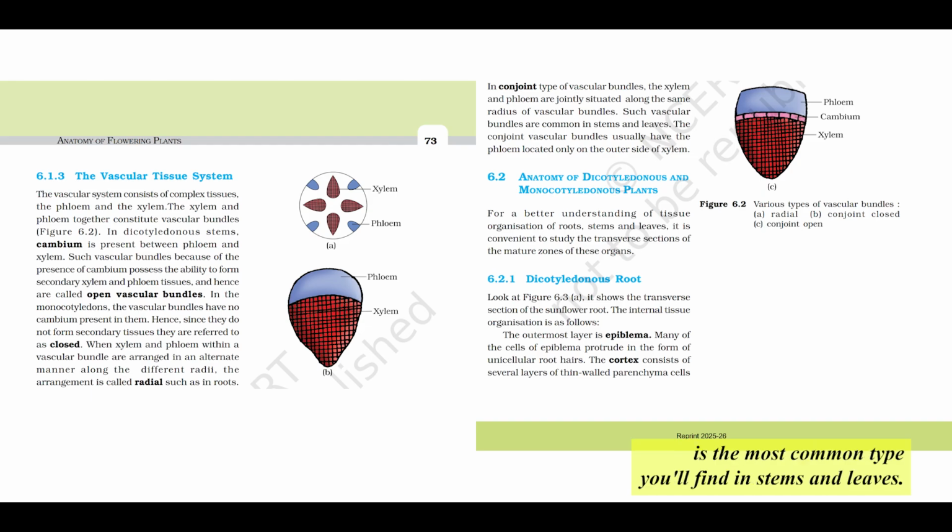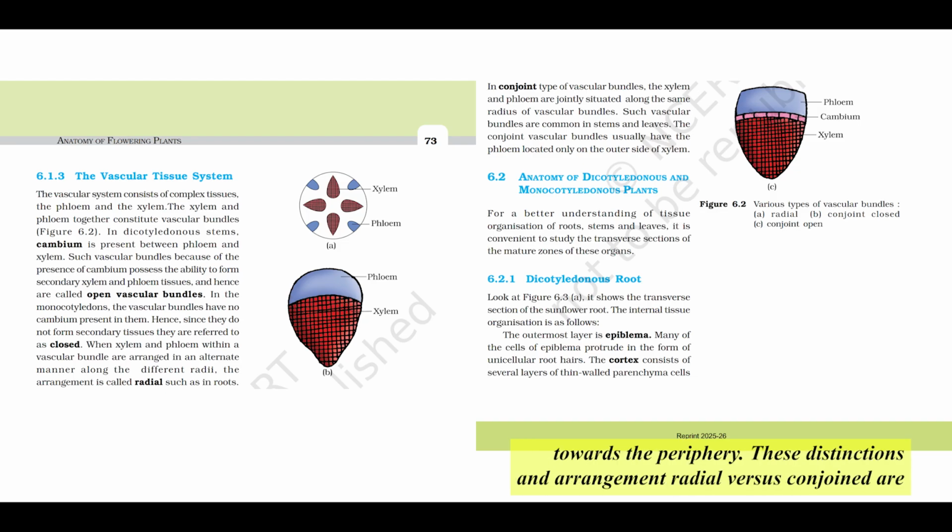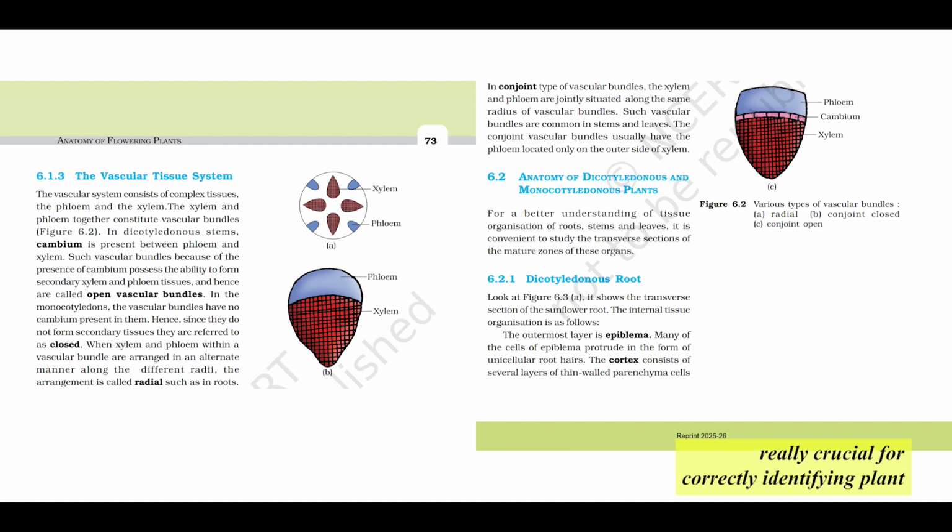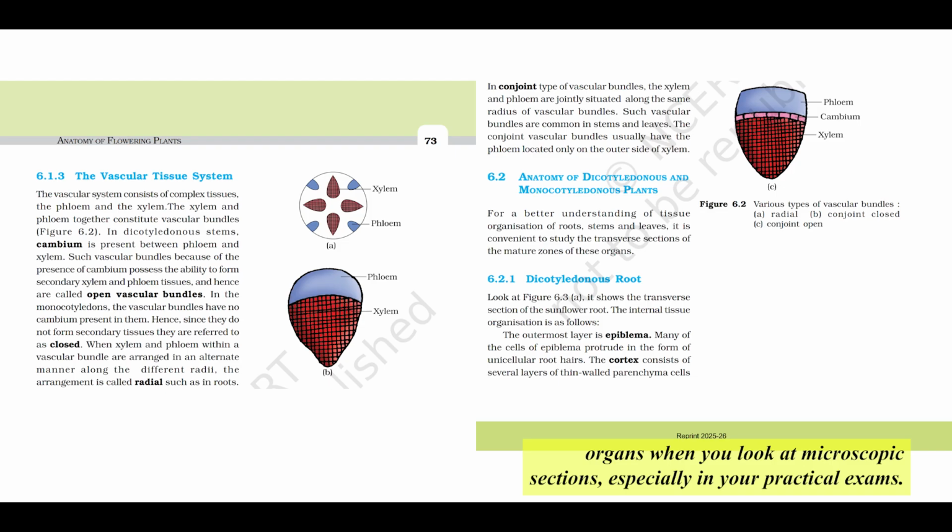This arrangement is the most common type you'll find in stems and leaves. Within most conjoint vascular bundles, you'll typically observe that the phloem is located only on the outer side of the xylem, towards the periphery. These distinctions in arrangement, radial versus conjoint, are really crucial for correctly identifying plant organs when you look at microscopic sections, especially in your practical exams.